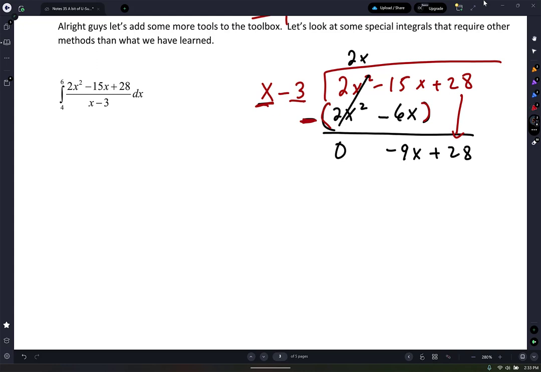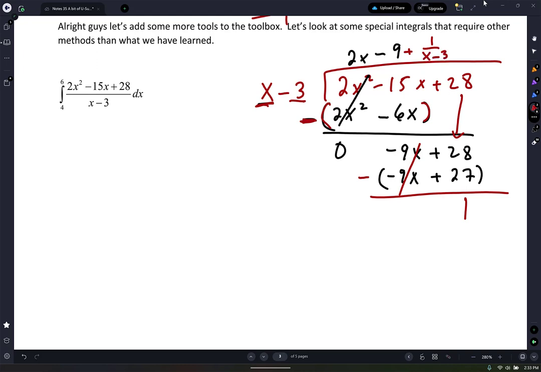Next, we're not done yet. I have a negative 9x. So what you say is, x times what is a negative 9x? So I put a minus 9 there, and I write a negative 9x down here. And then you go negative 3 times negative 9 is a positive 27. I put that in parentheses, and I'm going to subtract. When you subtract, the 9x's zero out. What's 28 minus 27? 1. So this is remainder 1, so I'm going to write plus 1 over x minus 3.